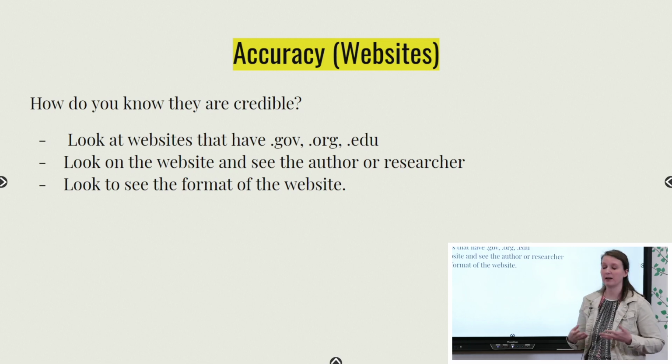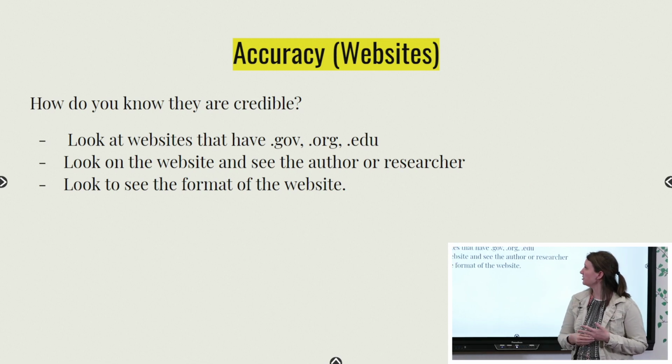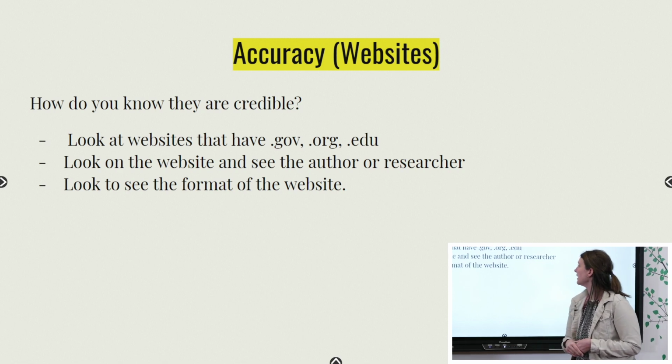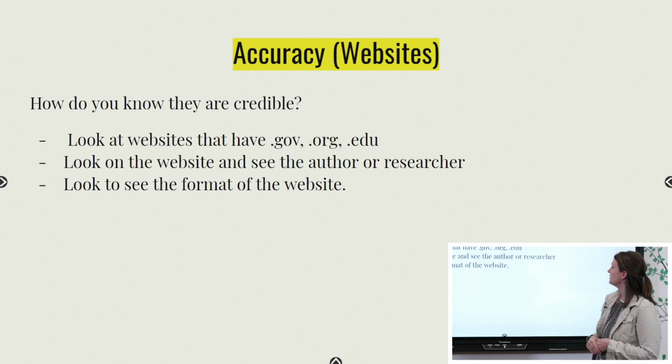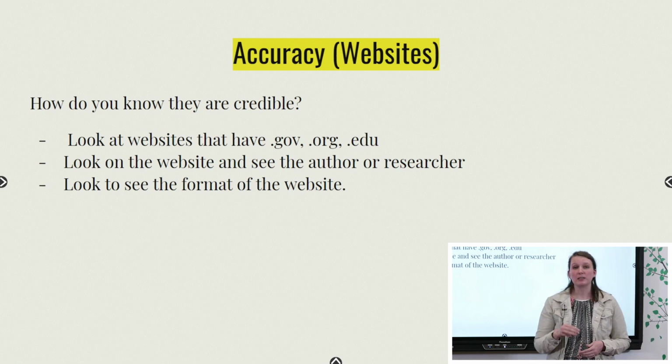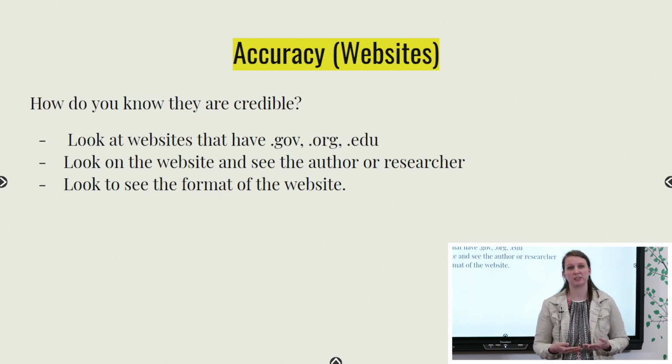Okay, accuracy of websites. How do you know if they're credible? The first way is to look at websites that have .gov, .org, and .edu. The second one is to look on the website and see the author or researcher. And then the third way is to look at the format of the website. They're not all going to be credible, but most of those are going to be credible because they come from someone that is very knowledgeable about the subject.